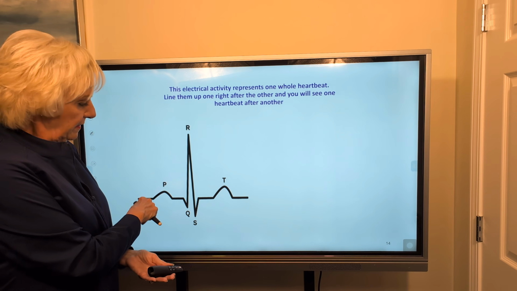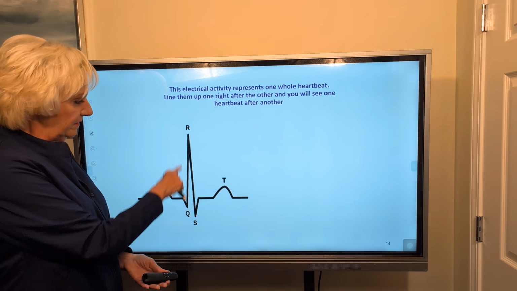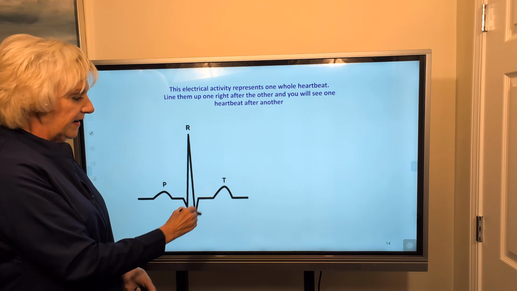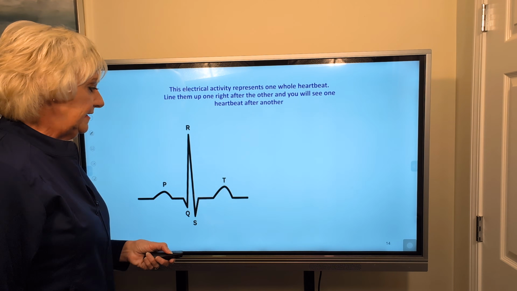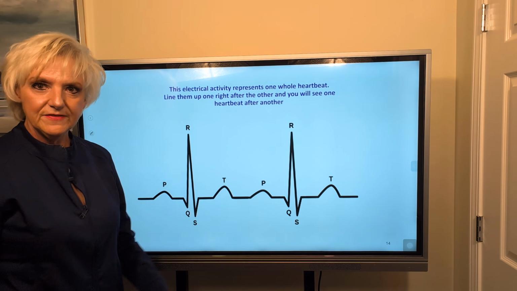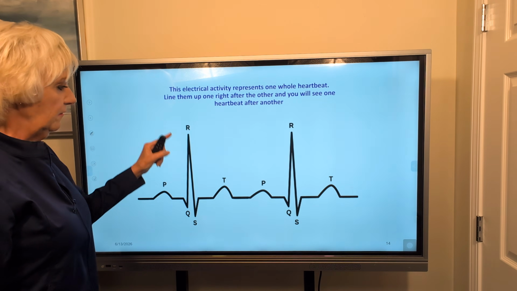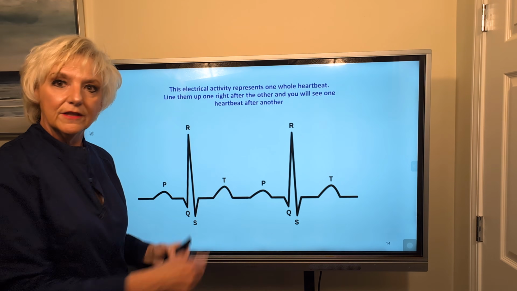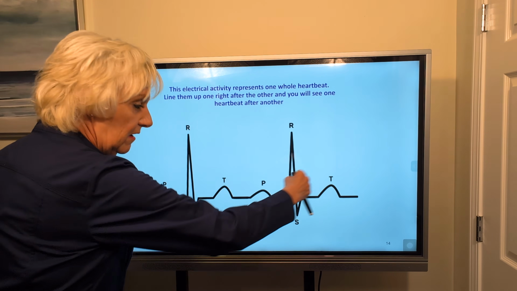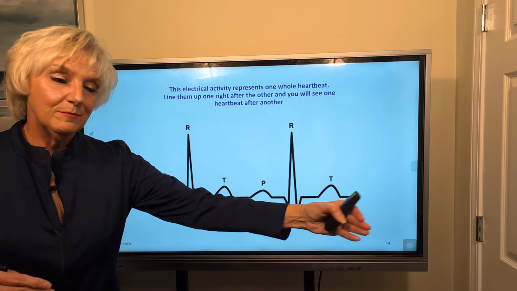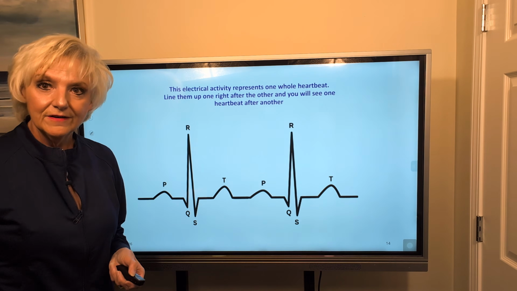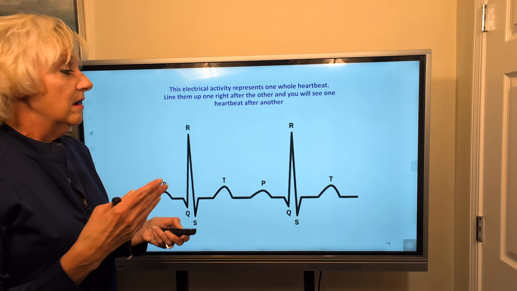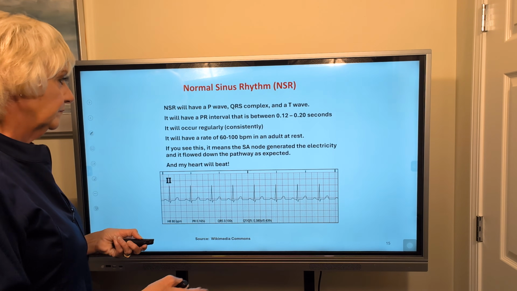So here's your P, QRS, and T, top part of the heart to the bottom part of the heart. Atria contract, ventricles contract, ventricles relax. And if you put two of them side by side, then you've got P, QRS, T, P, QRS, T. You have one whole heartbeat followed by another whole heartbeat, and so forth and so on. You line them up one right after the other, and you'll be able to see that on an EKG screen, on an EKG piece of paper.